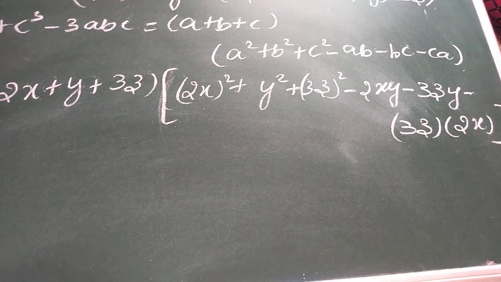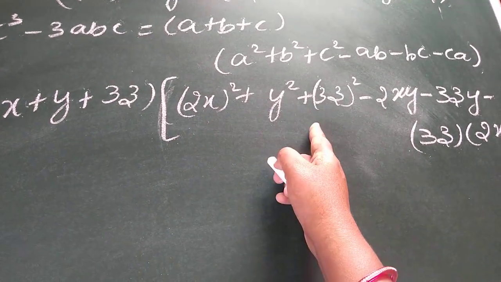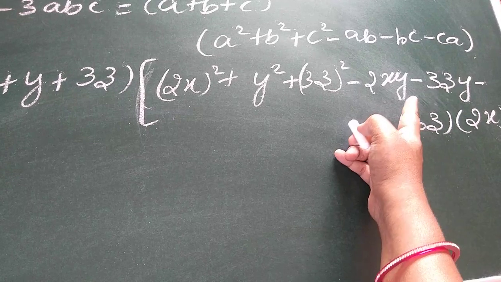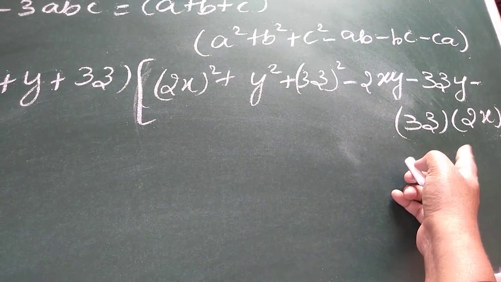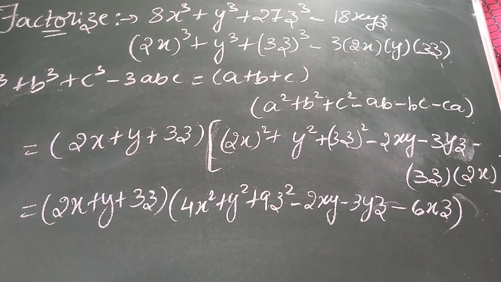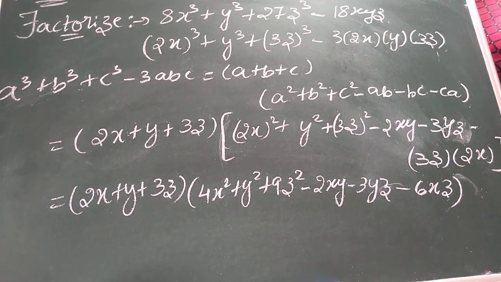Now I need to square this. 2 square is 4, 4x square, 3 square is 9, 9z square. Then these terms will lie as they are, but here 3 into 2 is 6, 6xz I am going to write. Here is your whole solution, children. Kindly take a screenshot and copy in your notes.